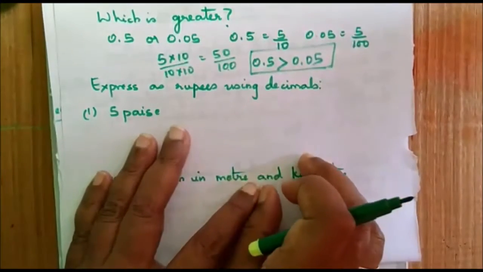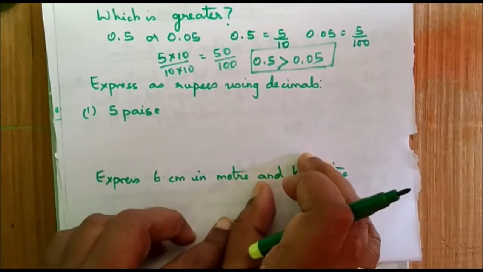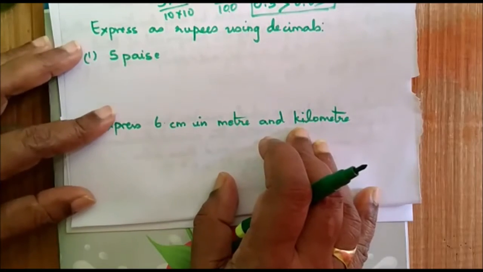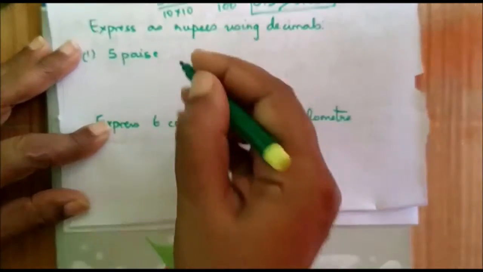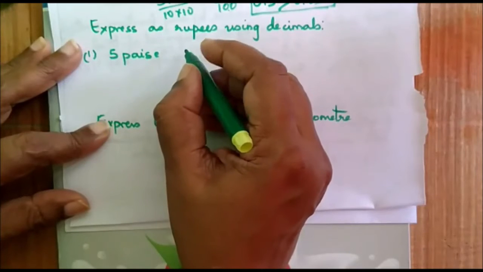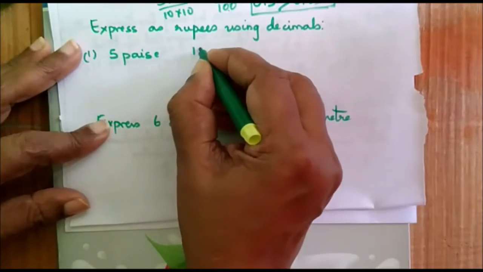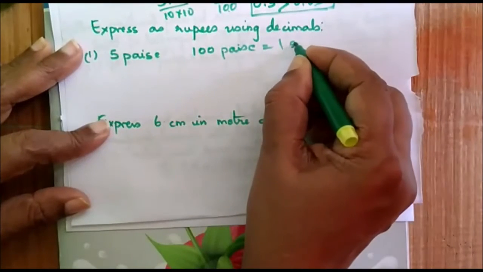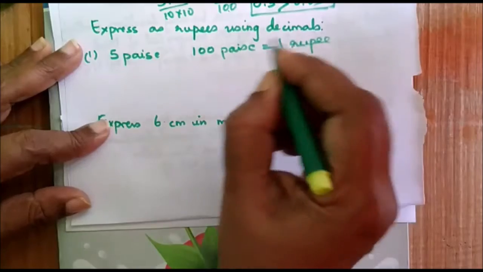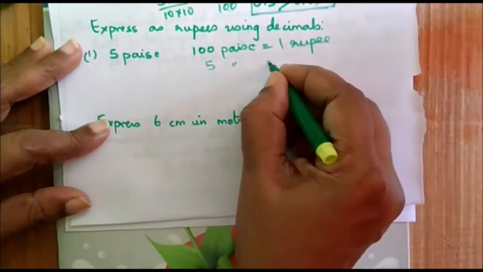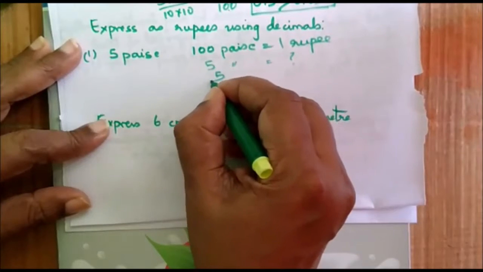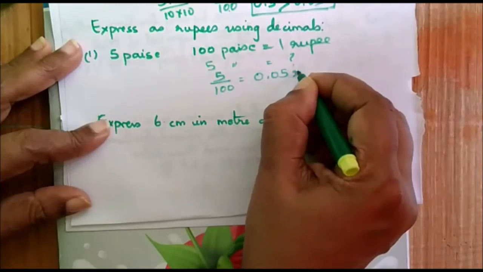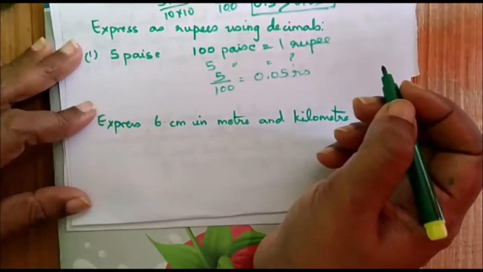Now it is given: express as rupees using decimals. Okay, so here I am given a number, that is 5 paise. Now there is an equation between paise and rupee. We have 100 paise is equal to 1 rupee. So 5 paise is equal to how many rupees? That is 5 by 100, which is equal to 0.05 rupees. Okay, I hope you understood this.